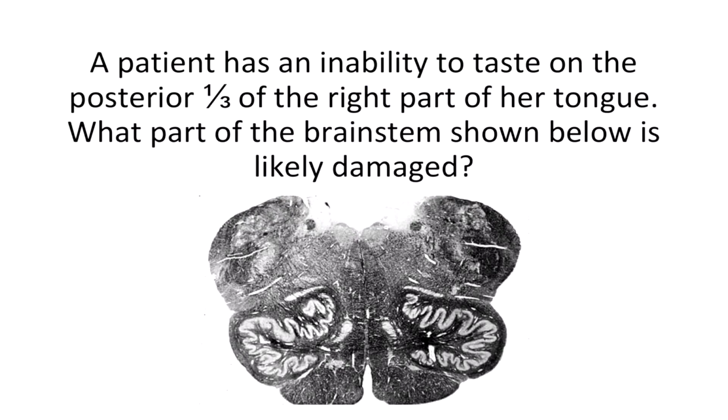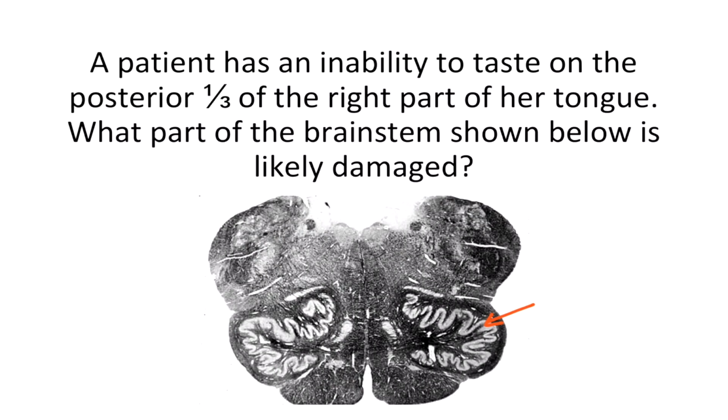A patient has an inability to taste on the posterior 1/3 of the right part of her tongue. Which part of the brainstem shown below is likely damaged? In order to get this question right, you first need to be able to recognize the different regions of the brainstem. Recall that the inferior olivary nucleus is right here, and it's only found in the medulla, which means we're looking at a transverse section of the medulla.